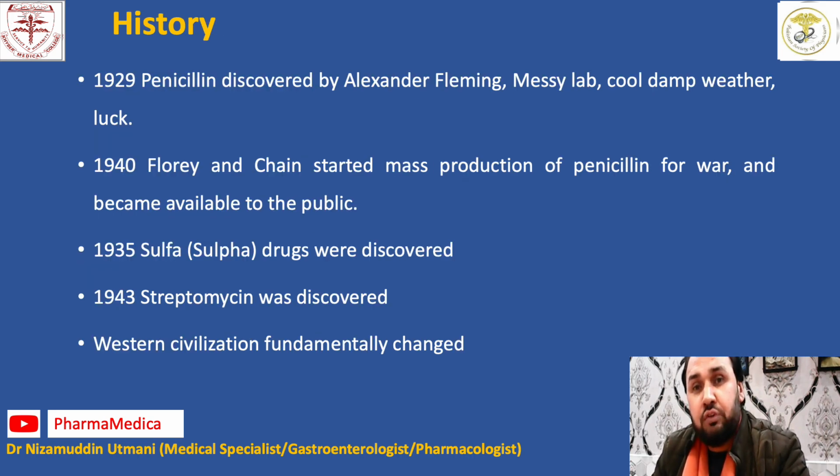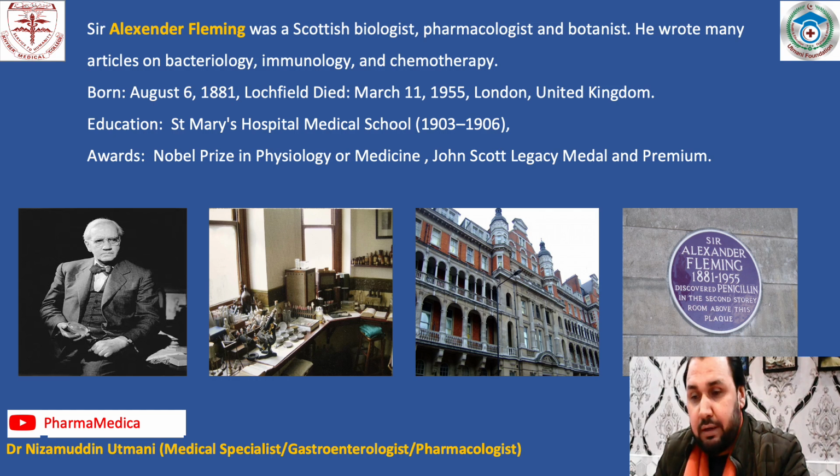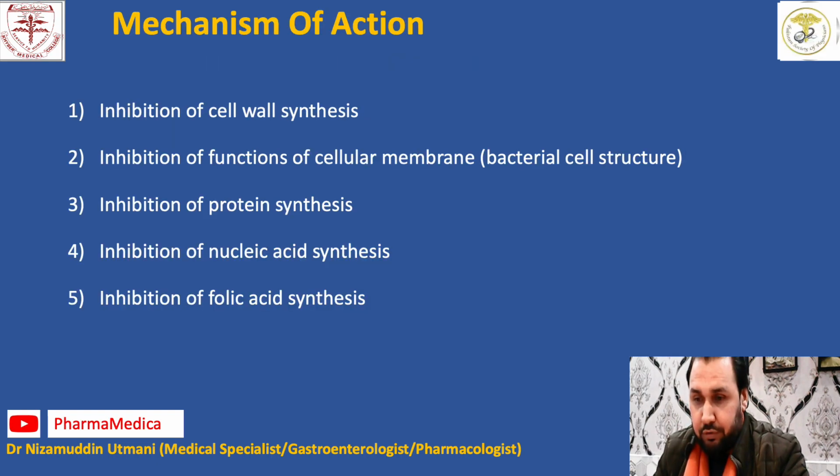Now coming to the history of antibiotics. In the First World War, most of the people died because of wound infection. So in 1929, the first antibiotic, penicillin, was discovered by Alexander Fleming, and after that an era of antibiotics started, and people discovered a lot of antibiotics. And Alexander Fleming got the Nobel Prize for this work in 1945.